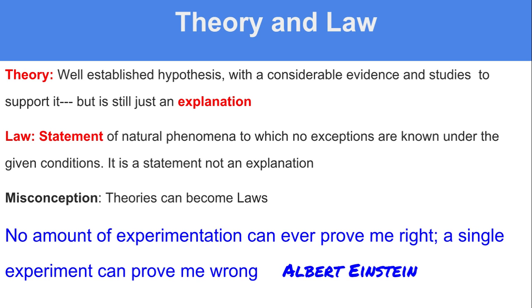And there is a big misconception that theories can become laws. This is not true. Theories cannot become laws. And we have some pretty good laws in place that we haven't seen any exceptions to, like the mass conservation law and others, the gravity law, but laws might change also. If new things come up, the laws change. And Einstein, in fact, said, no amount of experimentation can ever prove me right. A single experiment can prove me wrong.